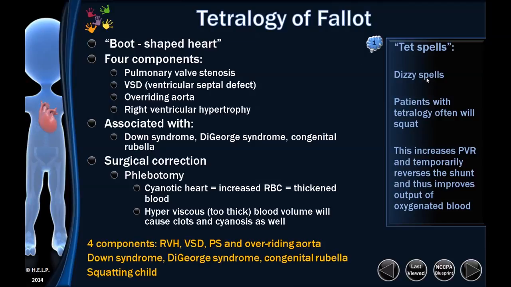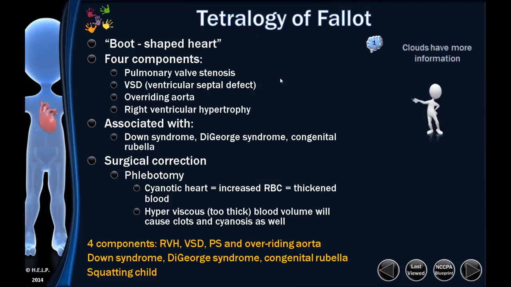So note that the shunt is normally right to left with this tetralogy of Fallot, and the squatting will actually shunt it to normal, the way it should be, and they oxygenate better.